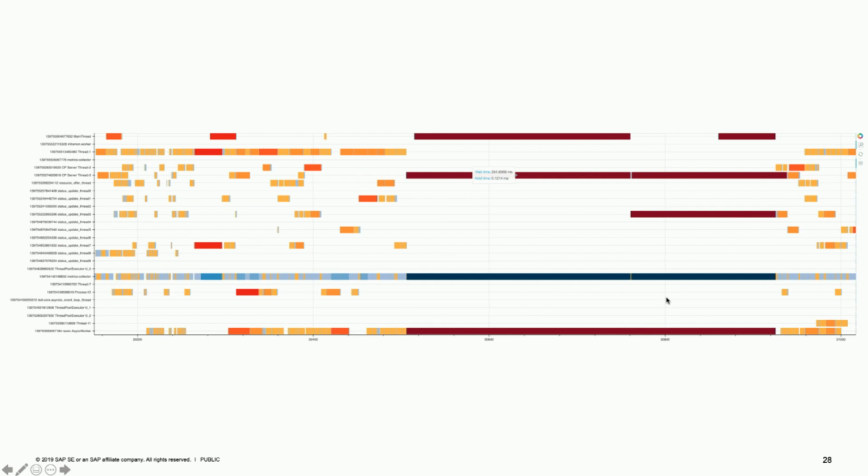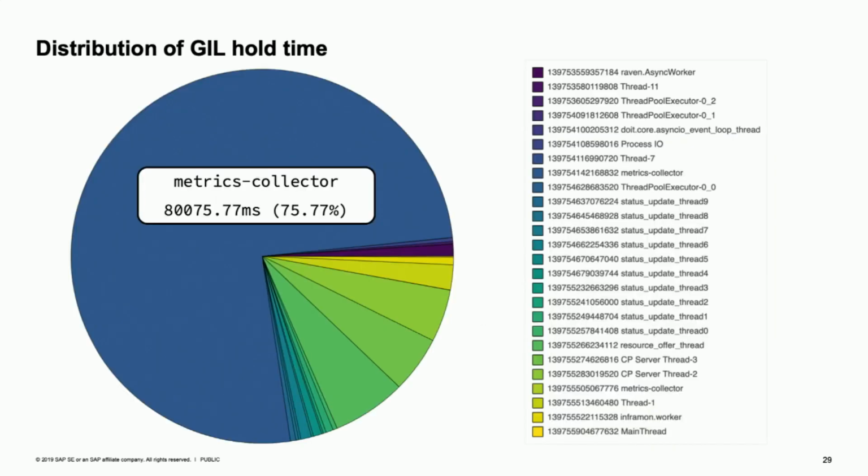The first question was, what is this thread? It's a thread which is collecting metrics of our scheduler and sending these metrics into a central system, so that we know how many tasks are running, how our queues currently are, and so on. And after adding additional visualization, I found out that this thread is consuming 75% of the full GIL hold time, which is super expensive for a thread that is only taking some metrics out of the application.